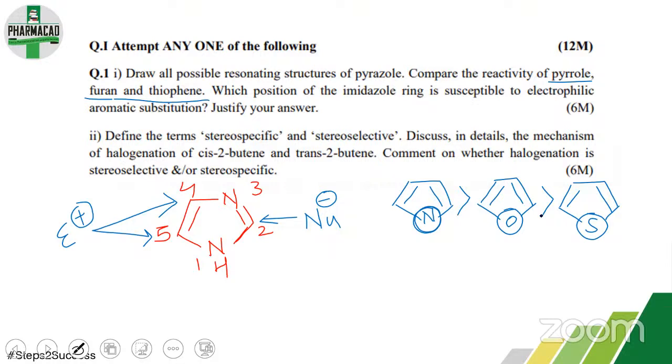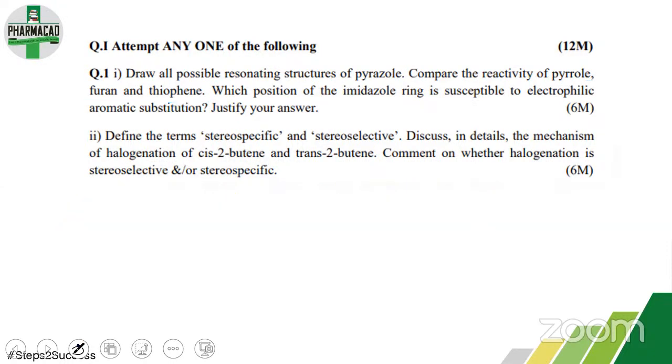Okay. Then the second question is, define the terms stereospecific and stereoselective. A stereospecific reaction will yield a single specific isomer. Whereas in stereoselective reactions, it will give an unequal mixture of stereoisomers, and out of that unequal mixture, one isomer is formed more rapidly as compared to another.